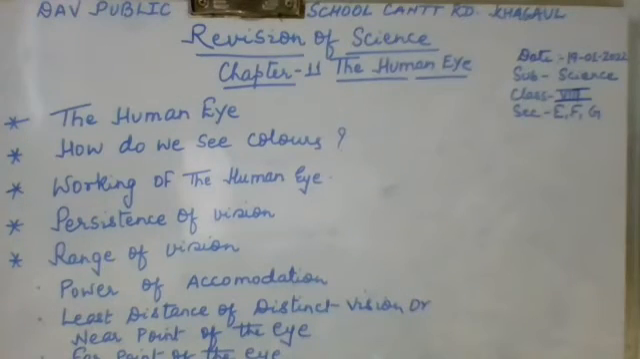Now, coming to the next point, that is least distance of distinct vision or near point. Also, try to know the alternative name because in the exam you will get confused. Least distance of distinct vision or near point of the eye. Navya, you please define. The minimum distance at which objects can be seen most distinctly without any strain is called least distance of distinct vision or near point of the eye. For a normal eye, it is nearly 25 centimeter.